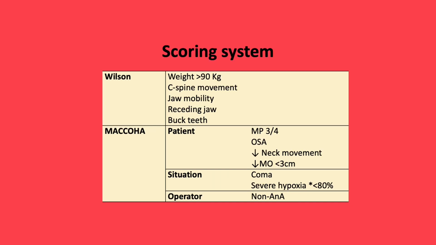There are multiple scoring systems to suggest a difficult intubation. Here are 2. Wilson score: based on 5 factors, each is scored from 0 to 2. 2 to 3 points suggest a 75% sensitivity of a difficult intubation. The MACOCHA score. This is scored out of 12. 0 is easy, 12 is very difficult. It can be subdivided into patient, situational and operator factors. Operator factors include non-anaesthetists performing the intubation.